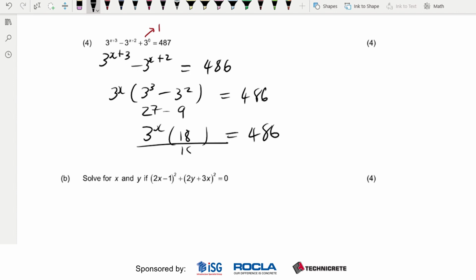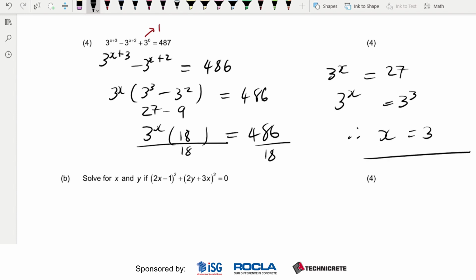If we divide by 18 on both sides, we're left with 3 to the power of x is equal to, let's type this into our calculators, 486 divided by 18. That leaves us with 27. And we know the factors of 27. 3 to the power of x is equal to 3 cubed. Therefore, x is equal to 3.